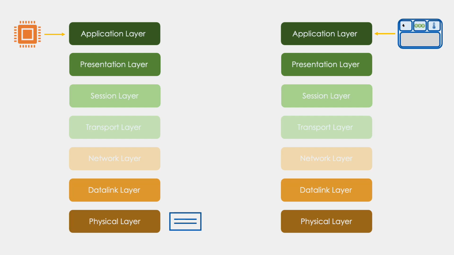In order for the dashboard to receive the data, it has to go through all the OSI layers, but in reverse order. At the end of the process, we can observe that the temperature will change on the indicator.